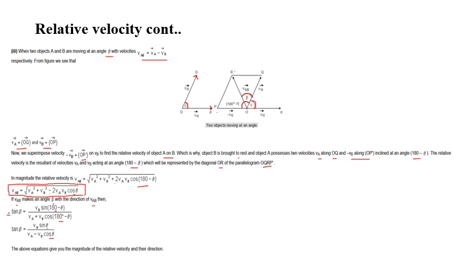So three conditions we saw, students. One, if both the objects are moving in the same direction, then your relative velocity will be subtracted. If both the objects are moving in opposite directions, your relative velocity will be added up. Then what is the third equation? If both the objects are moving at an angle of inclination theta, then what is the magnitude and direction? The magnitude VAB equal to square root of VA squared plus VB squared minus 2 VA VB cos theta. Then direction tan beta equal to VB sin theta divided by VA minus VB cos theta.